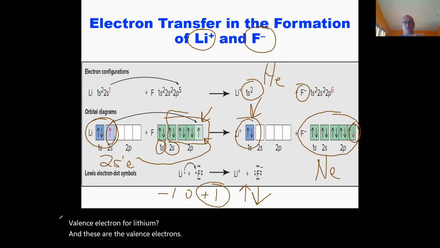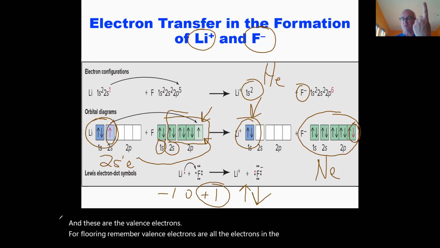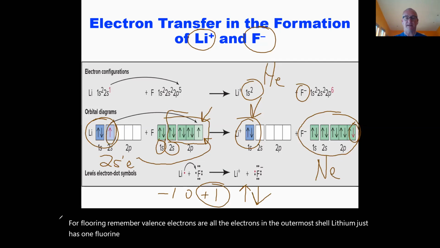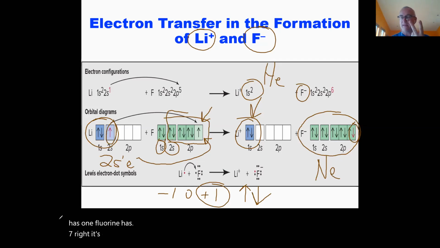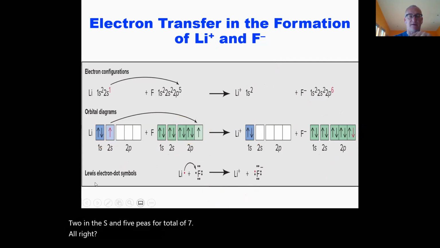Remember, valence electrons are all the electrons in the outermost shell. Lithium just has one. Fluorine has 7, right? It's got 2 in the S and 5 P's for a total of 7. All right. And we'll get down to what these Lewis electron dots are in a minute.